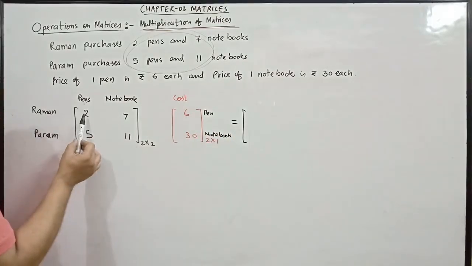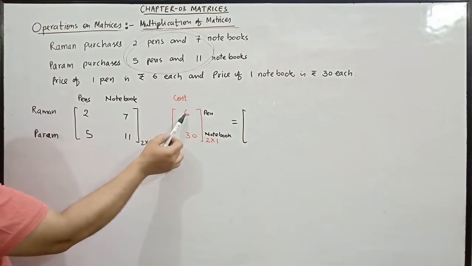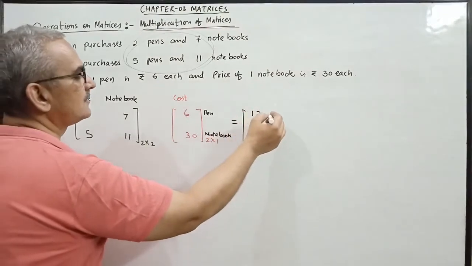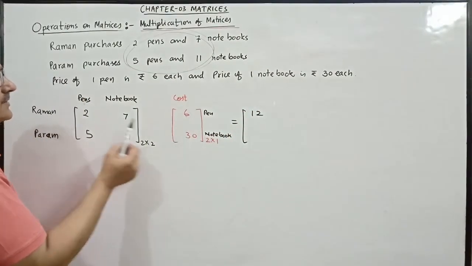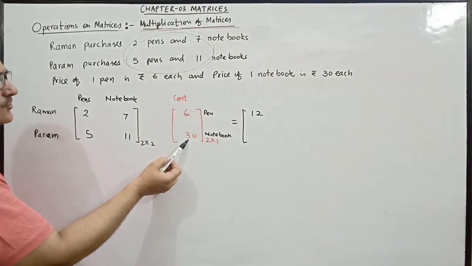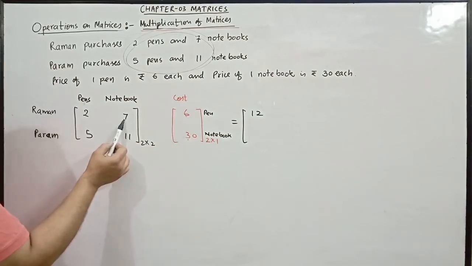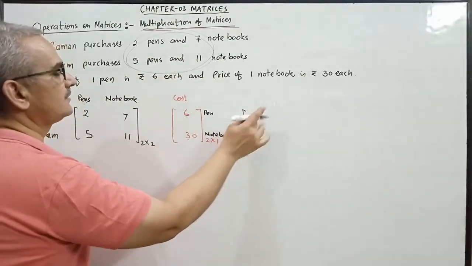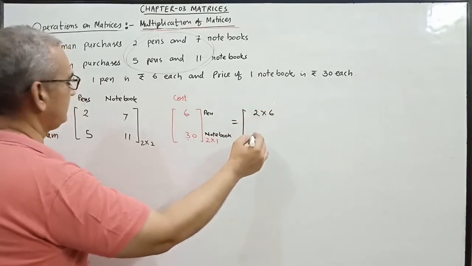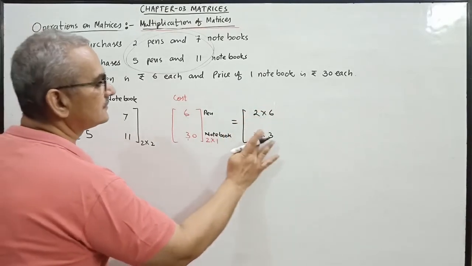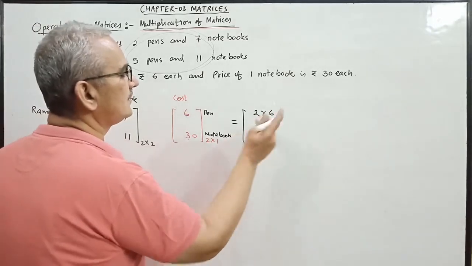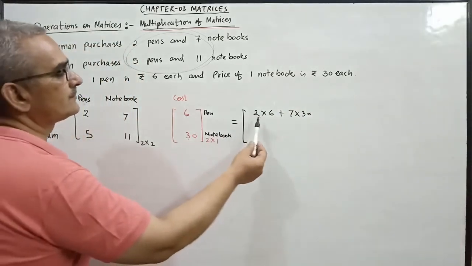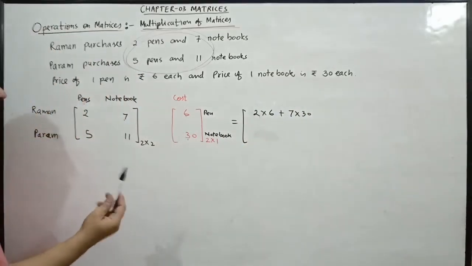So I have to multiply 2 by 6 because 6 is the cost of one pen. So 6 multiplied by 2 is 12. And then I have to multiply 30 by 7 because 30 is the cost of one notebook, and Raman has purchased 7 notebooks. So I am writing it this way: 2 into 6, and here I have 7 into 30. So what am I getting? Let's do it, then further we'll talk about it.